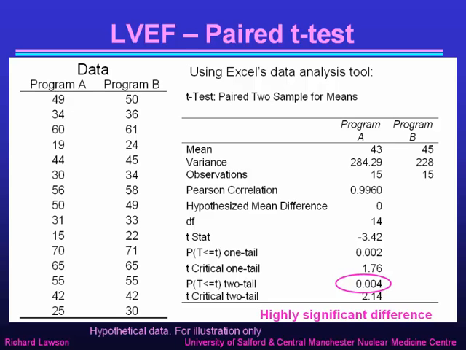Yet if you look, this output also gives you the Pearson correlation coefficient, R, of 0.996. That's a very good correlation, showing that these two results are correlated. The answers from program A and program B are highly correlated, but there's a highly significant difference between them. How can that both be true? Well, this is illustrating just what I was saying, that correlation and agreement are not the same thing.